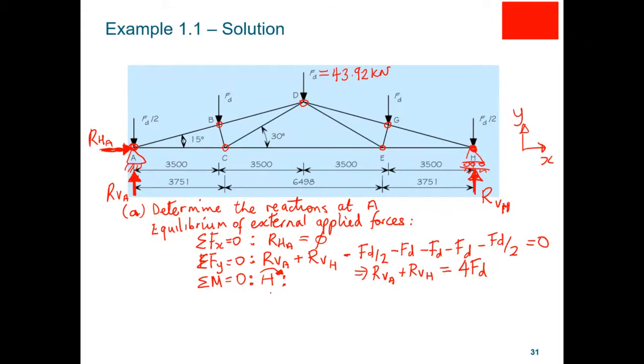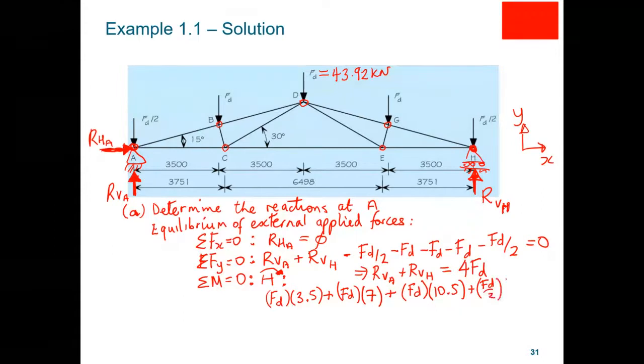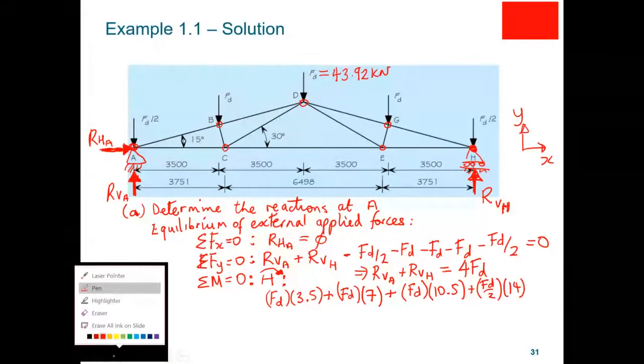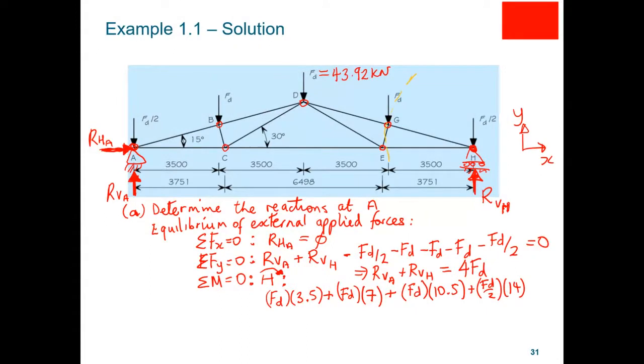So we have the first force, Fd, and we said that that's 3.5 meters away. We have the second force, Fd, we said that that's acting 7 meters away. So that's the one up at the apex of the truss there. We have the third force, Fd, and that's equal to 10.5 meters away. Now we have the fourth one, which is Fd over 2. It's acting 14 meters away. And sorry, they're all acting in the counterclockwise direction, because you see this one here is going through that way.